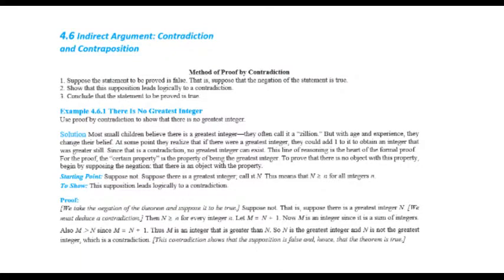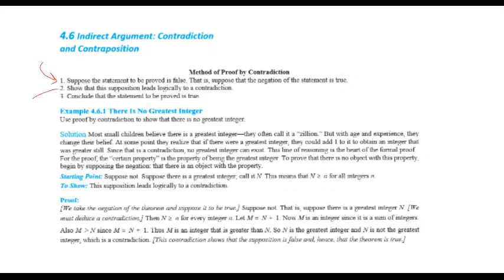So the next topic that we present in chapter 4 is indirect argument, which includes contradiction and contraposition. So we first explain proof by contradiction. That's a very popular method for proving a statement. Basically, in the first step of this method, we suppose that the statement that is provided is false. It means that we suppose that the negation of that statement is true.